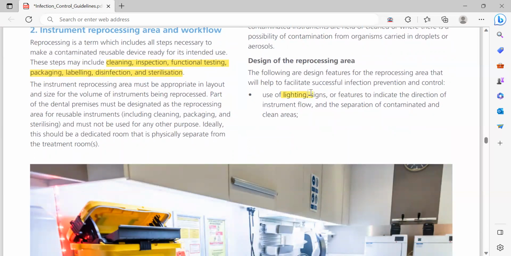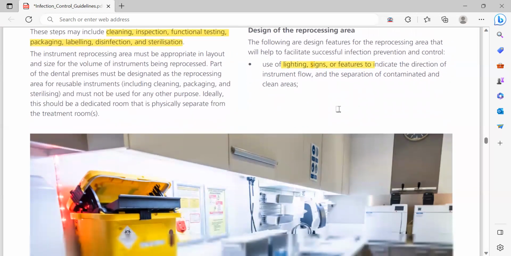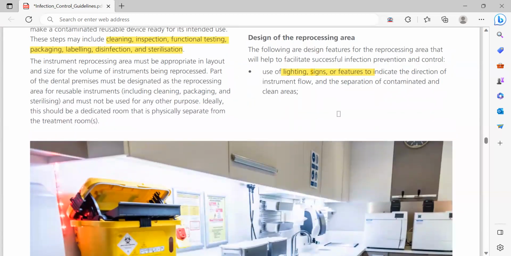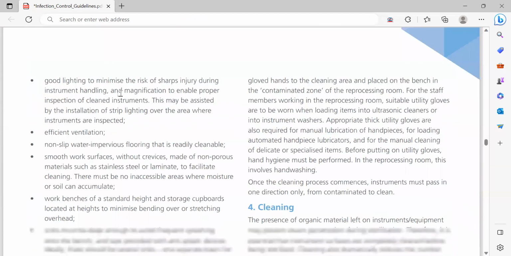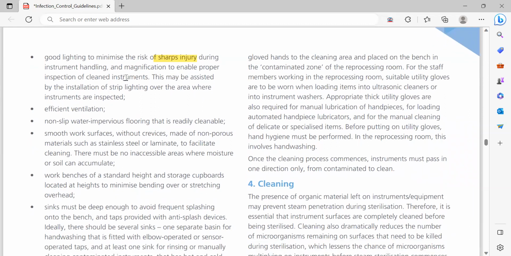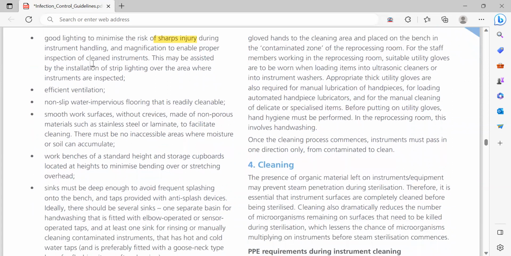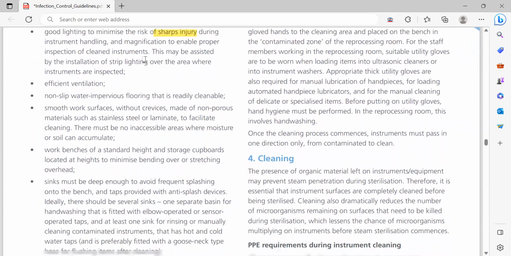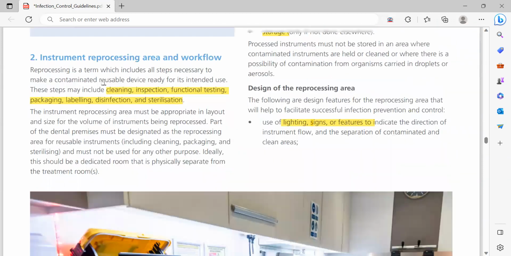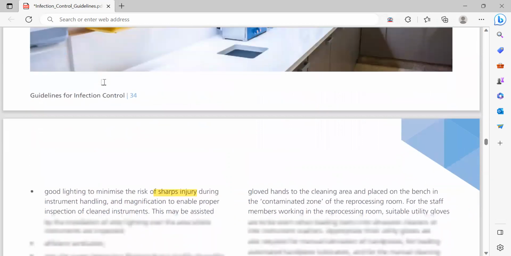There should be good lighting and signs or features to indicate the direction of instrument flow. Like there should be signs saying this is the dirty area, and pack the instruments here. Everything should be written there or signed. Then good lighting to minimize the risk of sharp injury during instrument handling, and magnification to enable proper inspection of cleaned instruments. Efficient ventilation. So these are some points that we are discussing about how that room should be.